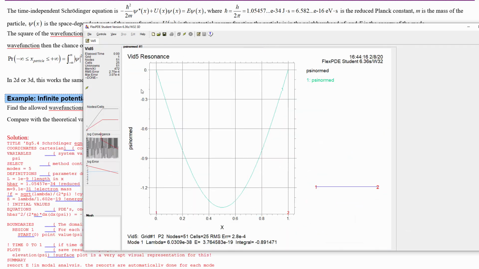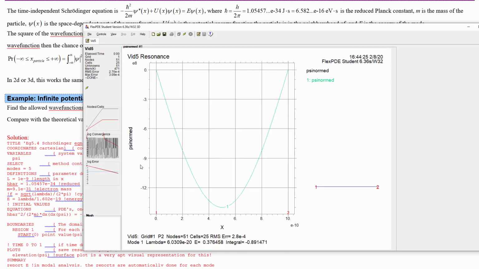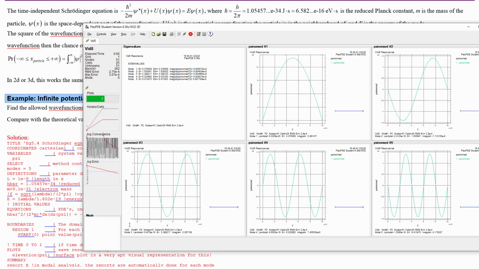So here's psi normed. It goes down to -1 and a bit. But if we take the length and make it back to 1 nanometer, then psi normed is quite a lot higher. What we'd expect is that the integral of psi normed, if we report psi normed integrated, this thing squared, we should get 1.